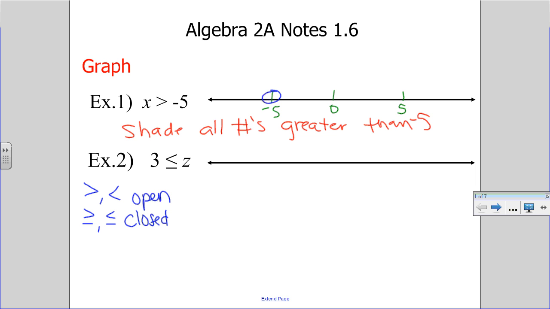Ladies and gentlemen, the nice thing about this is x is on the left-hand side. And so your inequality is showing you which way to shade. All the numbers that are greater than negative 5 are going to be to the right. And so that's all we do.